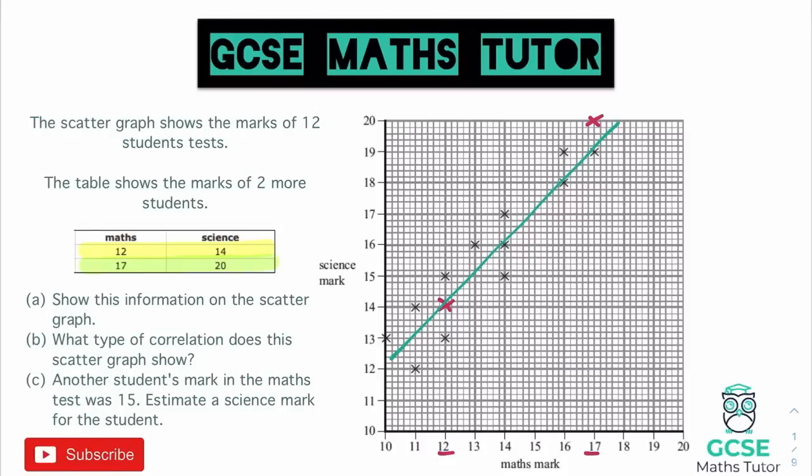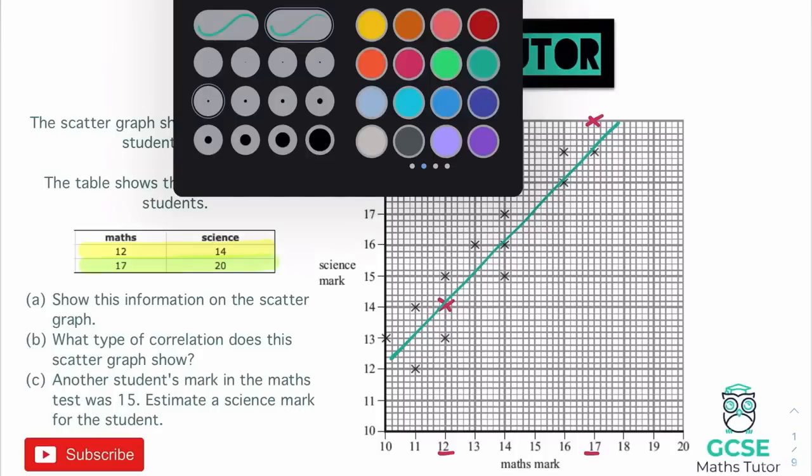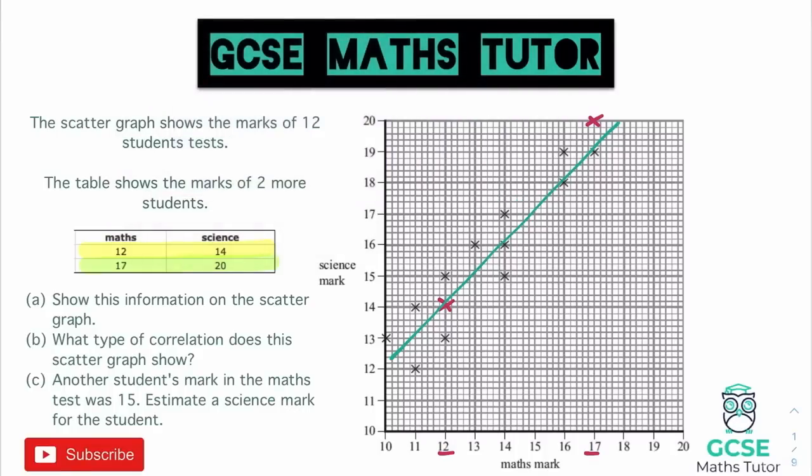You don't have to be too stressed about getting this line absolutely perfect. Obviously what we don't want to see though is a line going in the complete wrong direction, the complete other way. Okay, that obviously would be incorrect there. We do want to get it in the general direction that those points are going in. So we'll get rid of that one. There's our line of best fit.